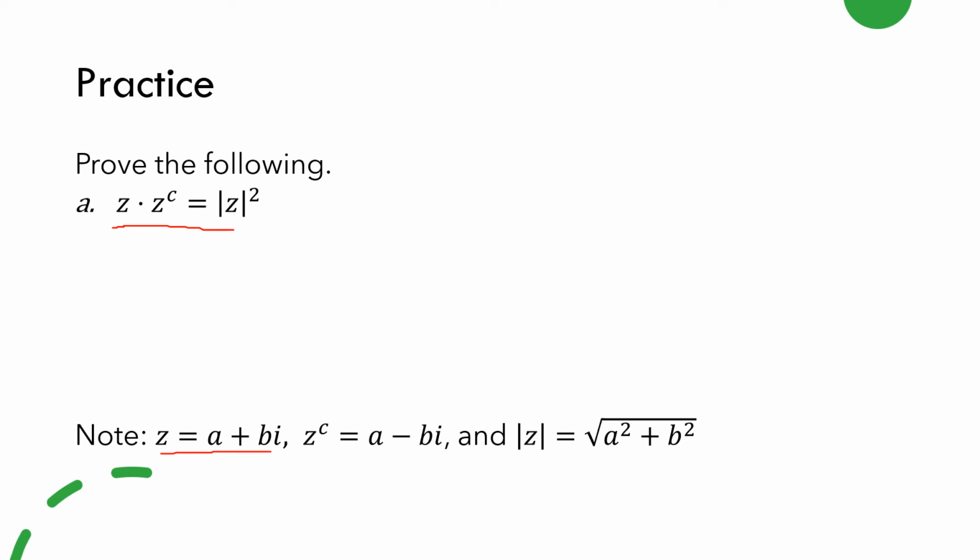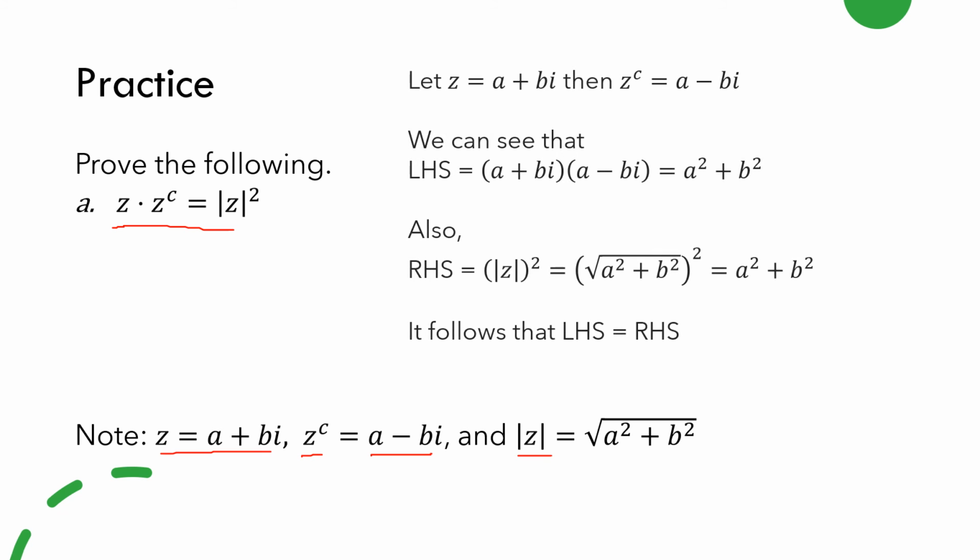z is a complex number, z is the symbol we usually use, and z with a little c stands for the conjugate. So in this case, it'd be a - bi. And then z with the absolute value is the modulus, which is equivalent to the square root of a² + b². Let's go ahead and prove this is true.